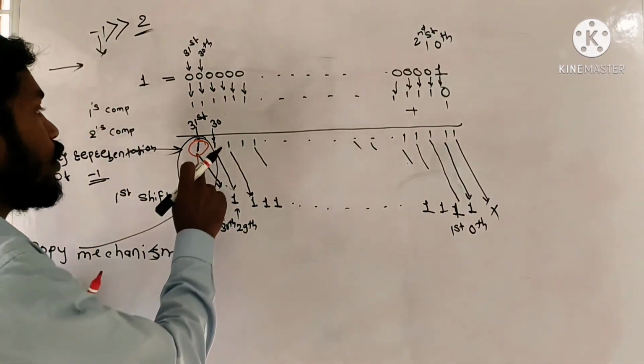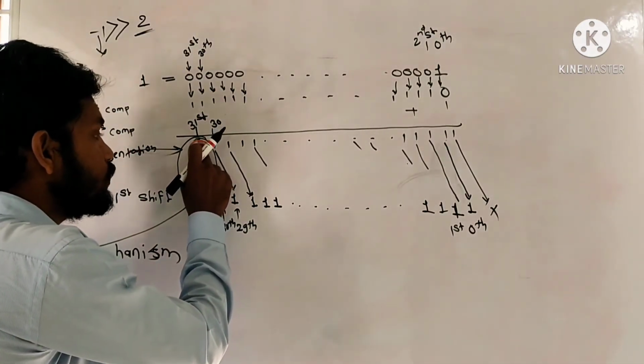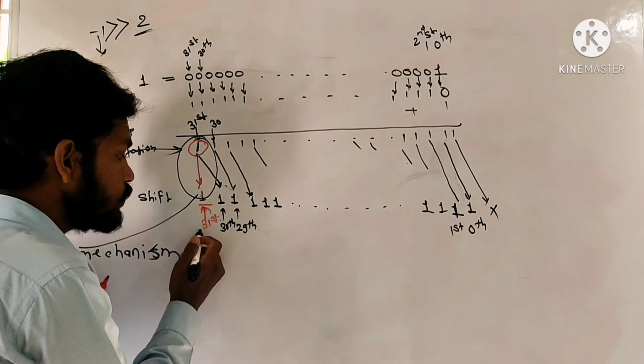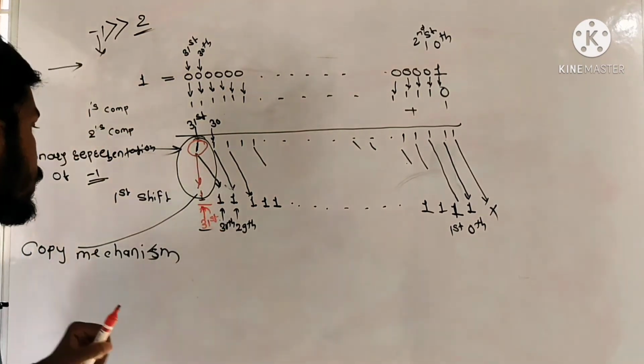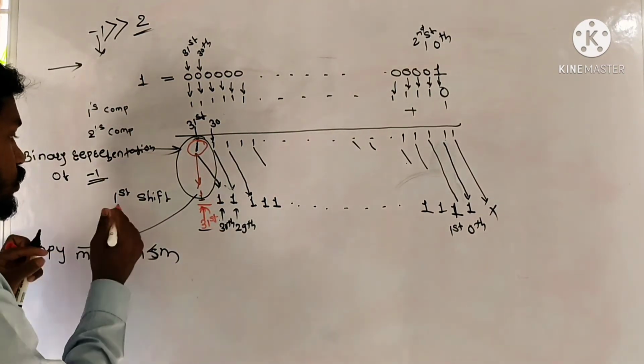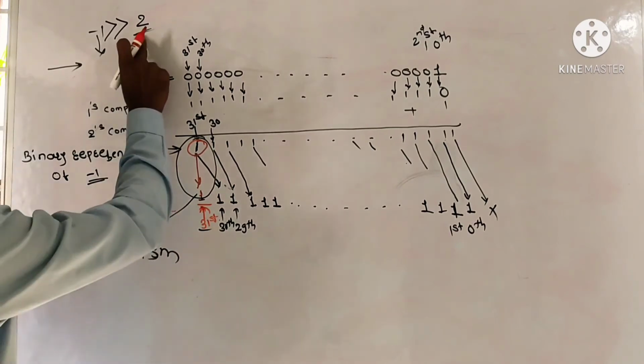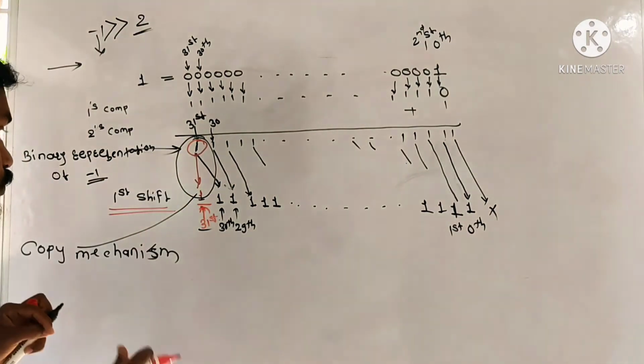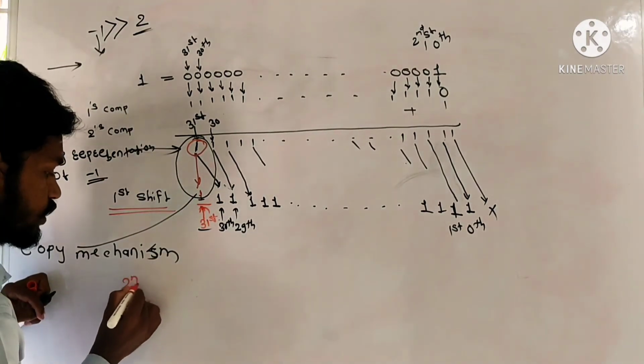Arithmetical shift means whatever value is available in the 31st bit will be copied to the 31st bit of the result. Okay, this is all about the first shift. Now we have to do 2 times shift, so again I will do the second shift.